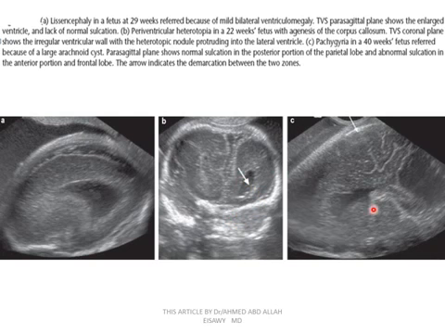Parasagittal plane shows normal sulcation of the posterior portion of the parietal lobe and abnormal sulcation in the anterior portion. This is the anterior portion, frontal lobe في agyria, posterior portion, parietal lobe في normal presentation. We line the demarcation between these two zones. These are different images of lissencephaly.